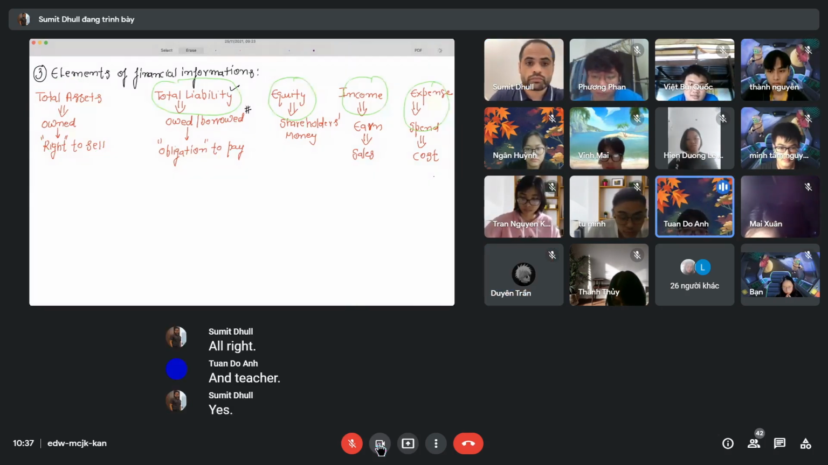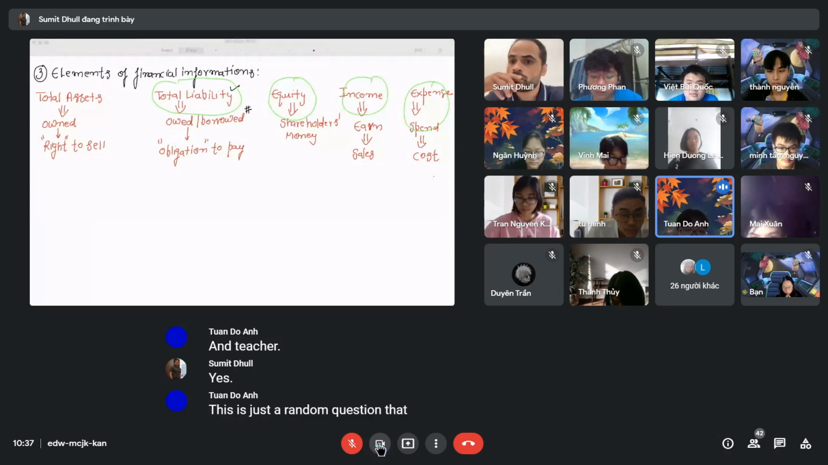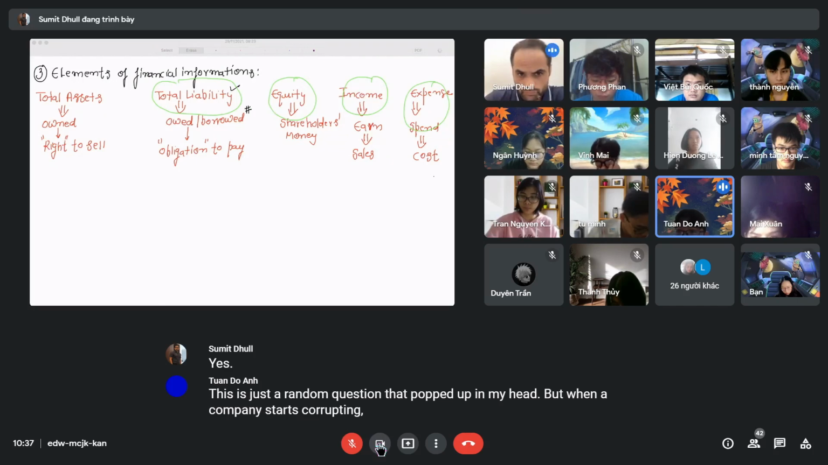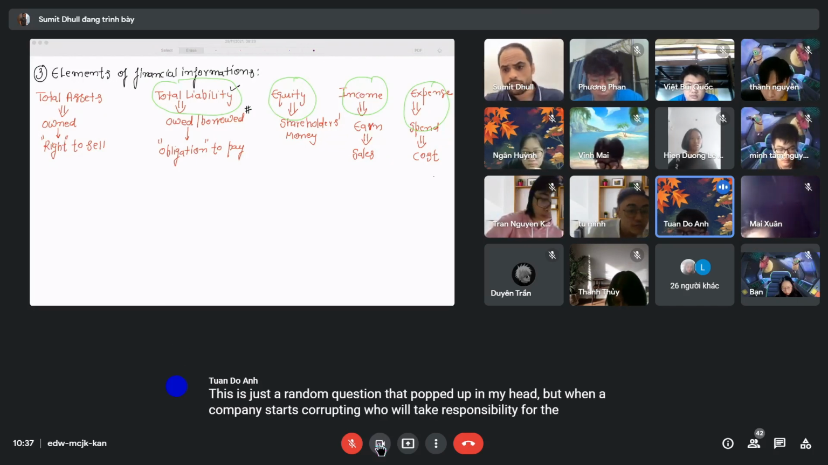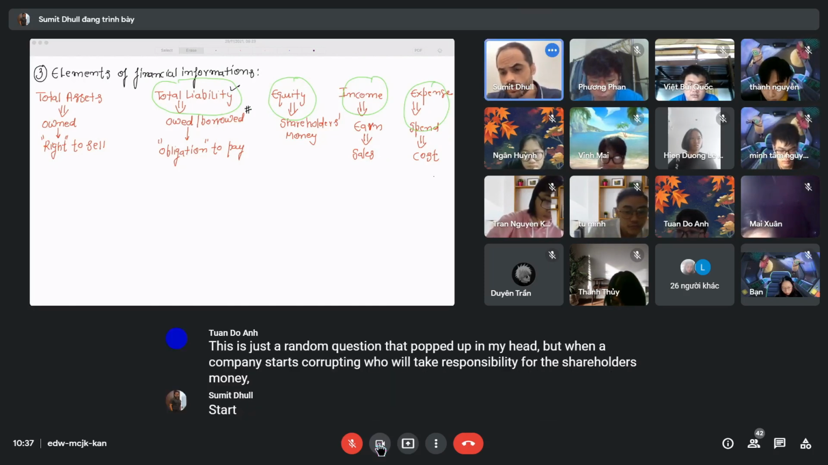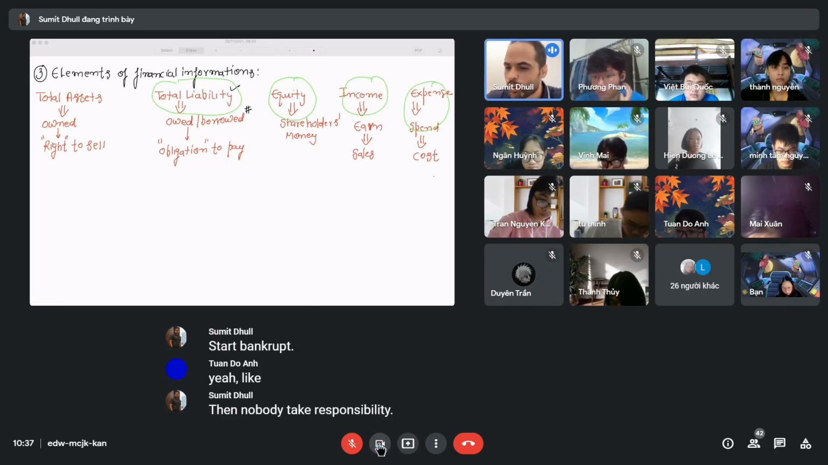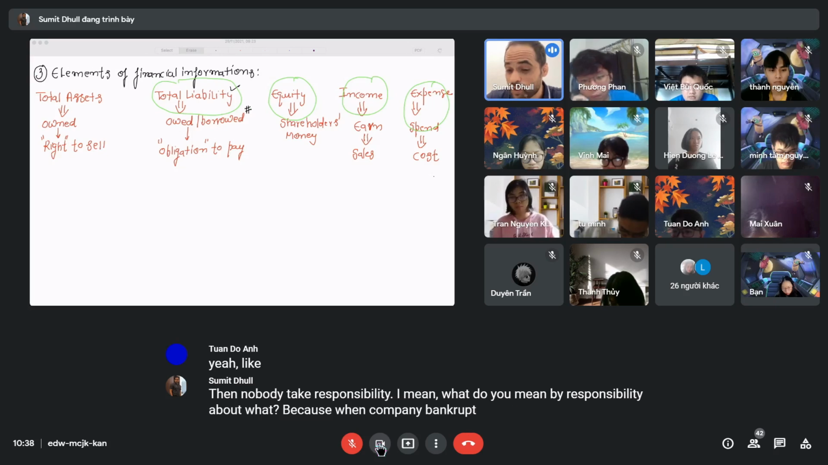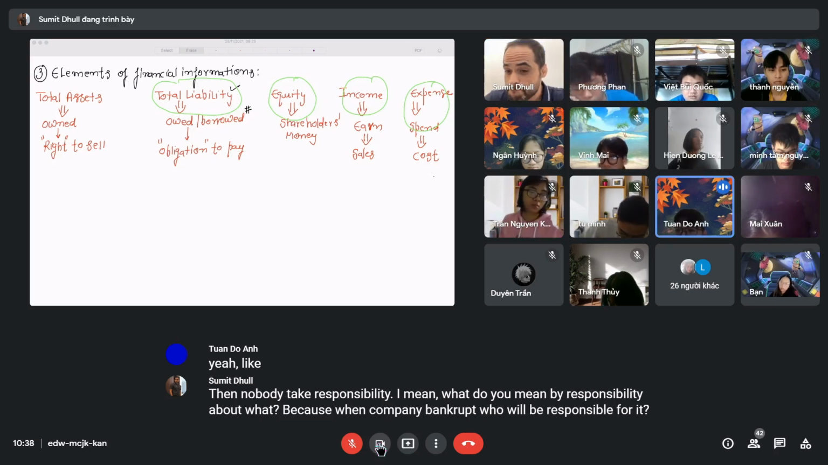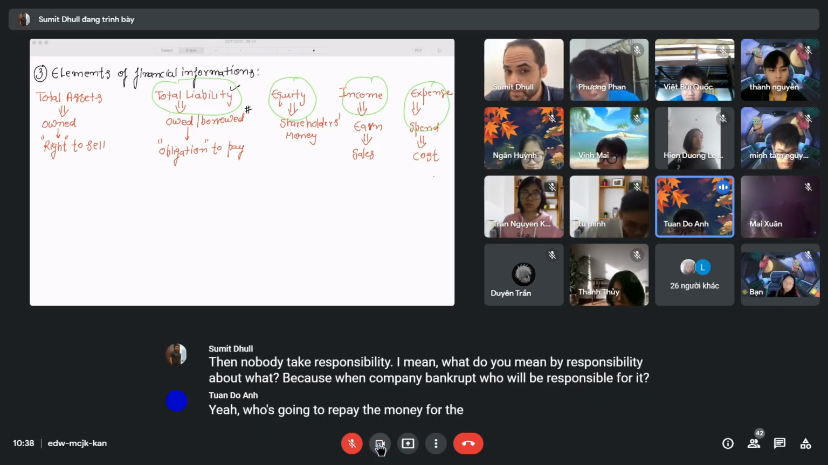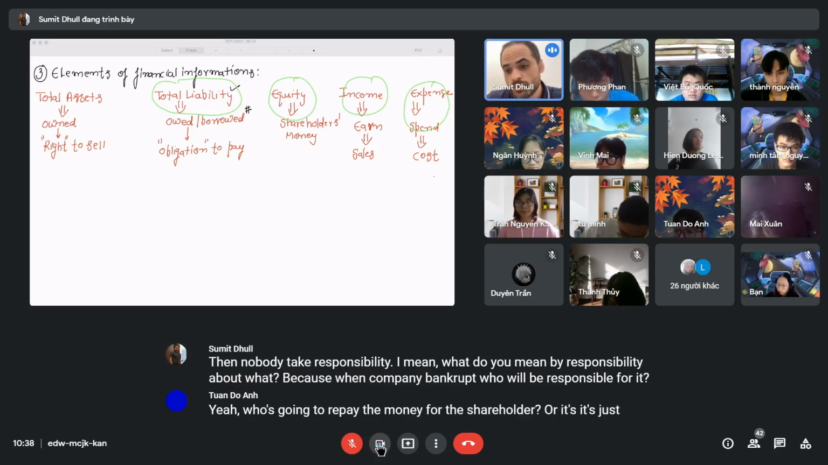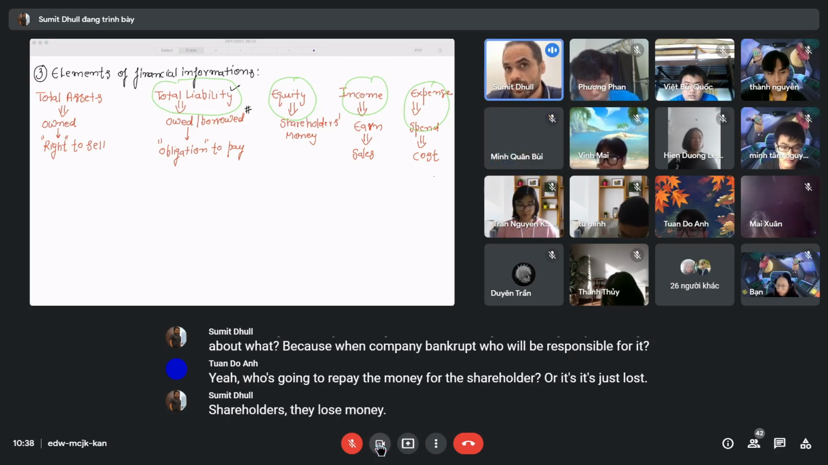This is just a random question that popped up in my head, but when a company starts corrupting, who will take responsibility for the shareholders' money? Start bankrupt. Yeah, then nobody takes responsibility. What do you mean by responsibility? Because when a company goes bankrupt, who will be responsible for it? Who's going to repay the money for the shareholders, or is it just lost? Shareholders lose money if the company is a private company.